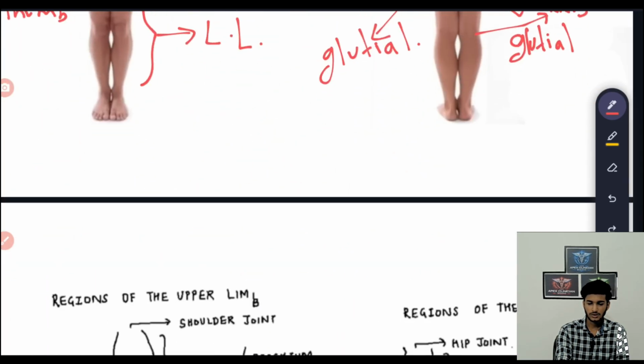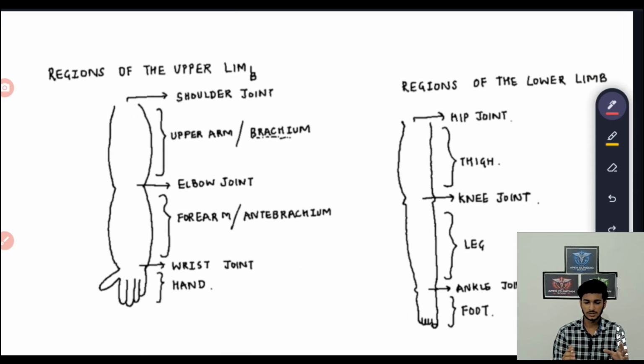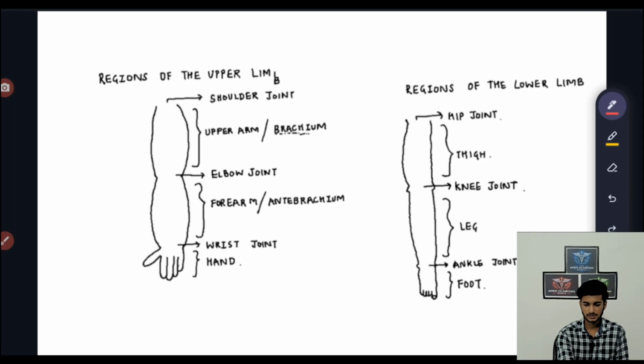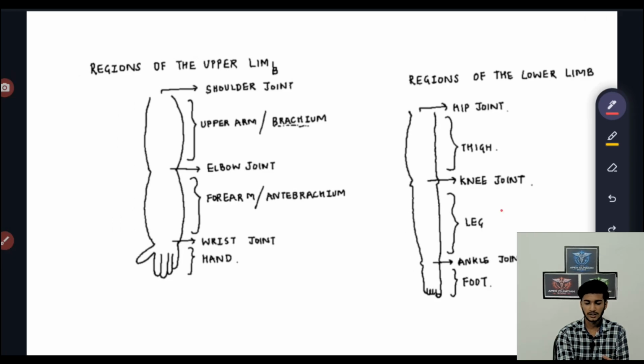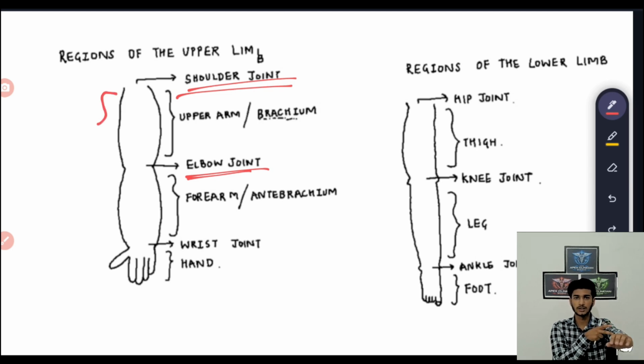Then we are moving on to the regions of the upper limb and lower limb after studying this regional anatomy. Here you can appreciate that this is the shoulder joint. Below the shoulder joint there is another joint that is called the elbow joint. Between the shoulder joint and the elbow joint, you can see a structure that is called the arm region. It is called the upper arm region, or we can also call it the brachium.